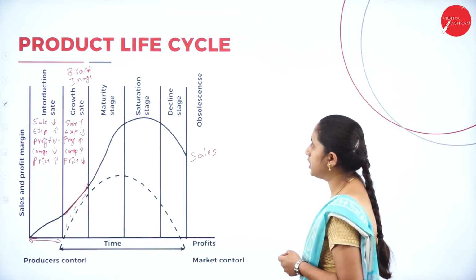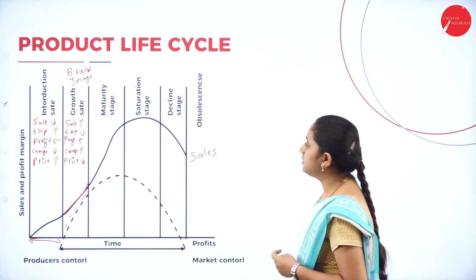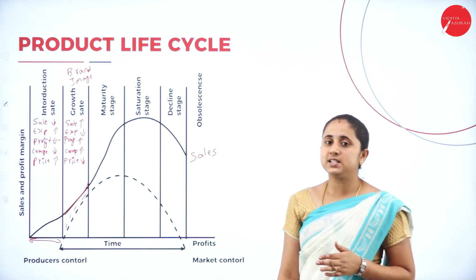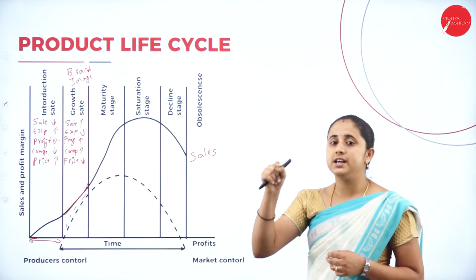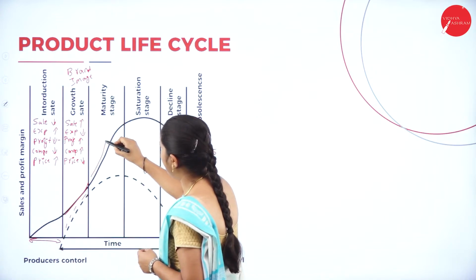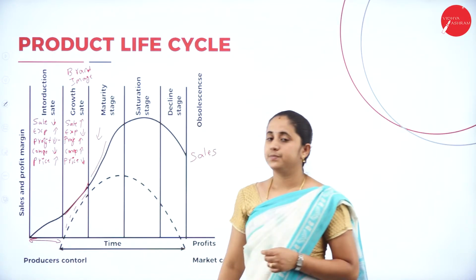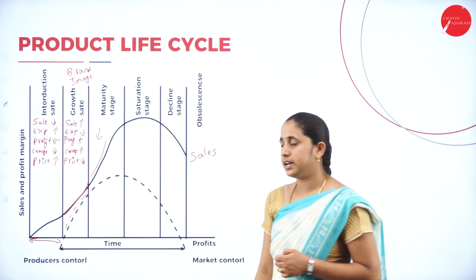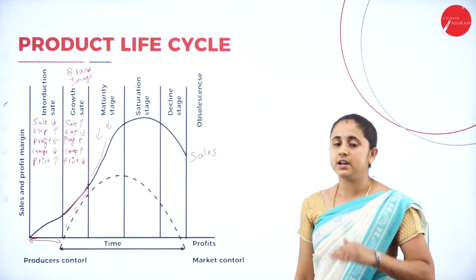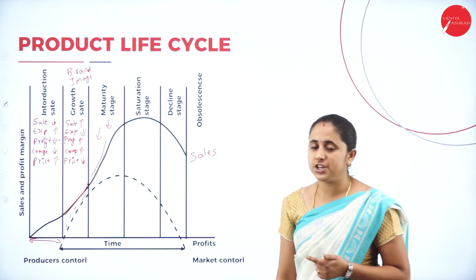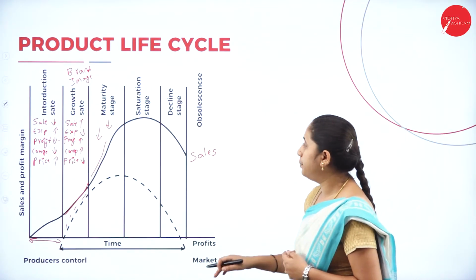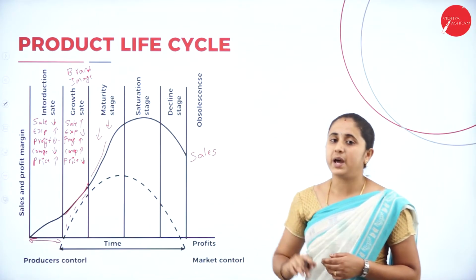Next, the maturity stage. This is the third stage in the product life cycle. In this stage, sales are increasing but at a decreased rate. Then prices are reduced due to competition. Due to competition, you are pushed to cut the prices. So competition pushes the price cut.